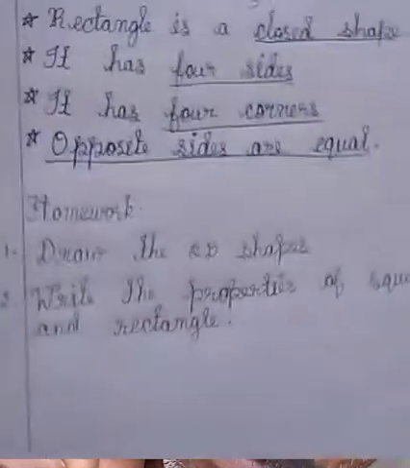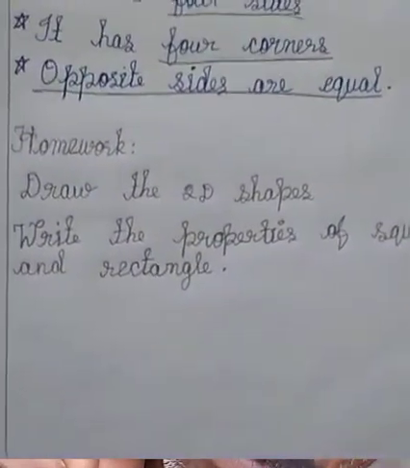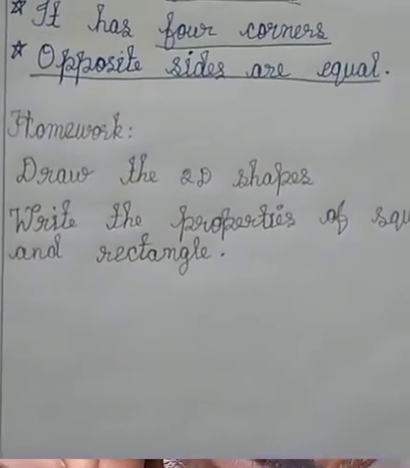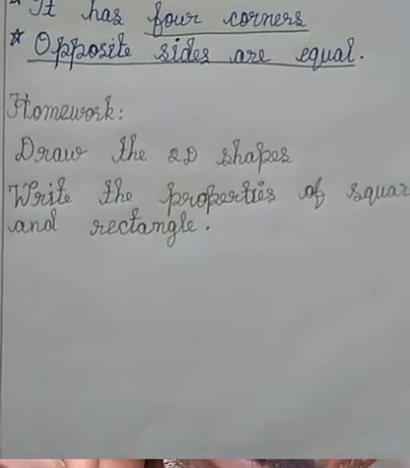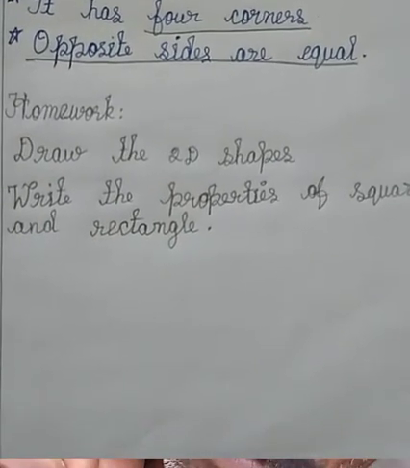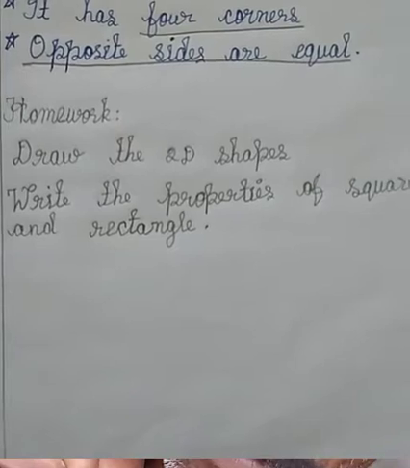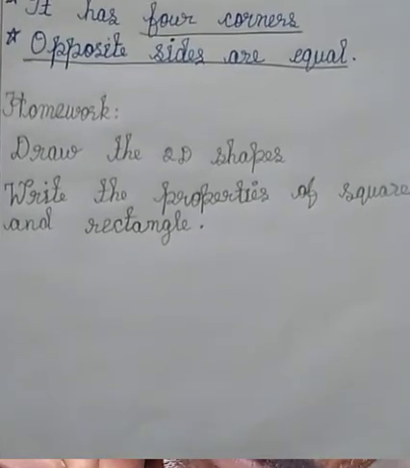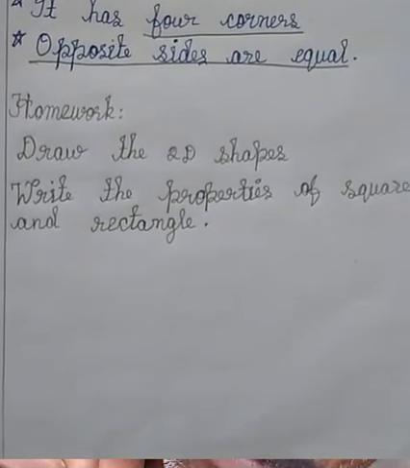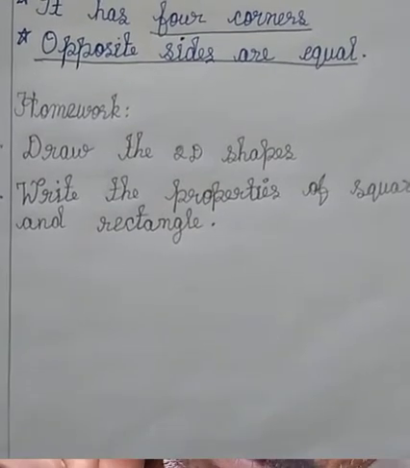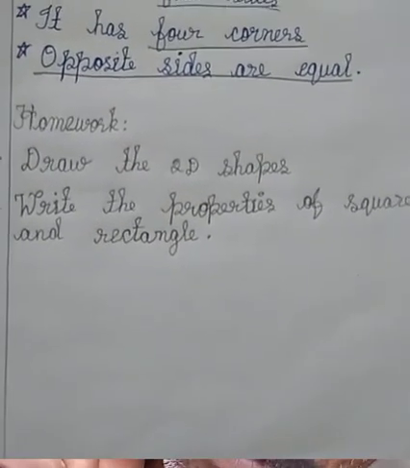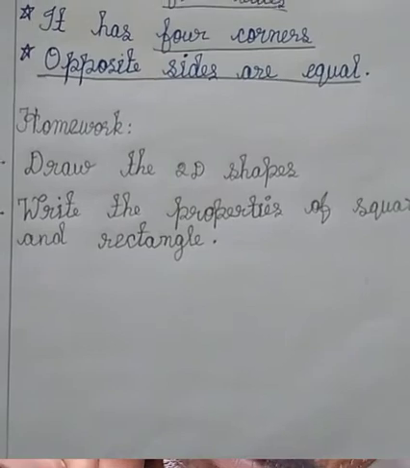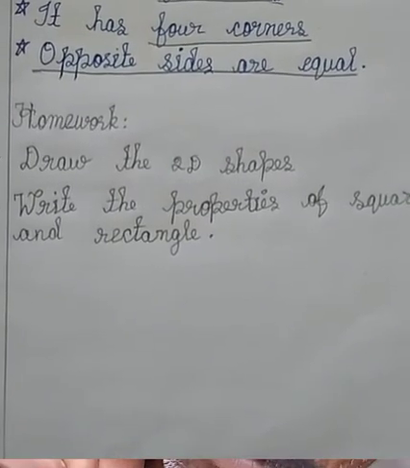Next I am going to give the homework for you. Today's homework is to draw the 2D shapes, and the second question is to write the properties of square and rectangle. The first question is you are going to draw the 2D shapes neatly. Second is write the properties of square and rectangle.